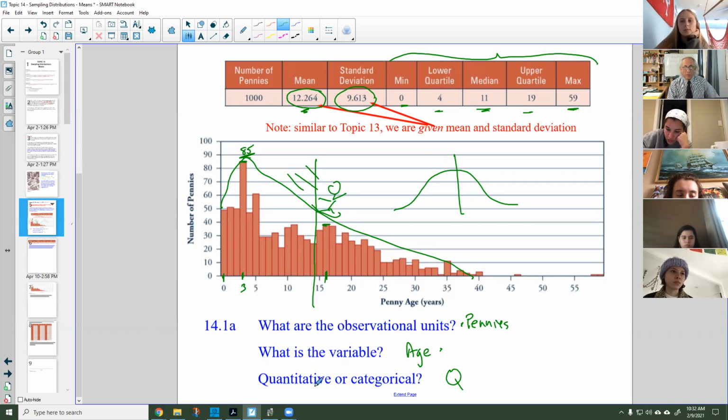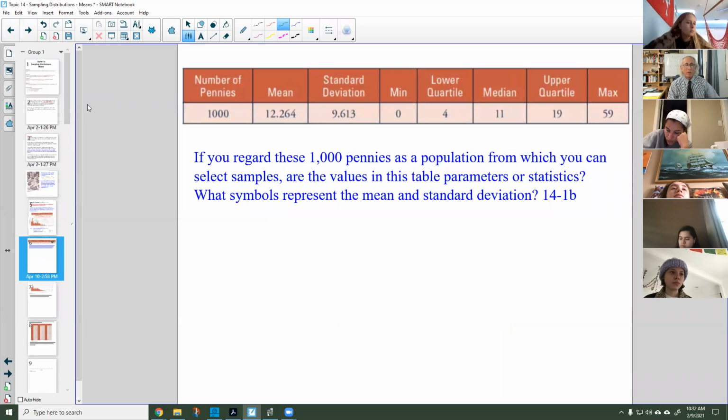So for quantitative variables, we are going to analyze the mean, or the X bar. For categorical, we did the proportion, pi or p hat. Okay. The quantitative, we are doing the mean.